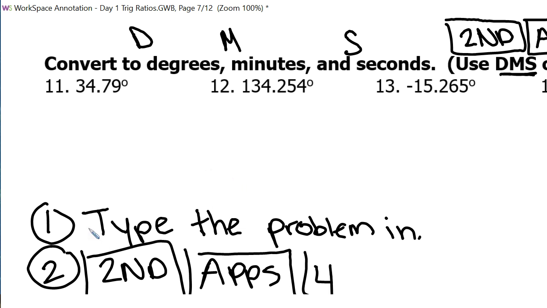And when you go to the menu, when you do second, alpha, number 4, that has this triangle, and then the DMS. This triangle means you should have typed in something before you got to this menu. So make sure you type the problem in first, and then do second, alpha, number 4 to convert it to degrees, minutes, and seconds. Now let me switch over to the Elmo so that I can show you what it looks like on your calculator.